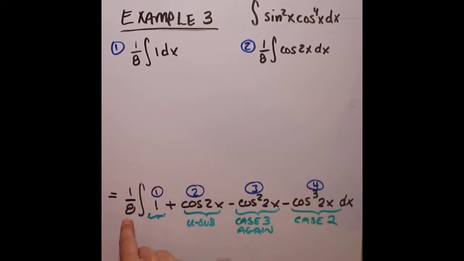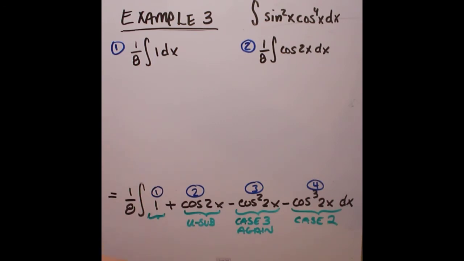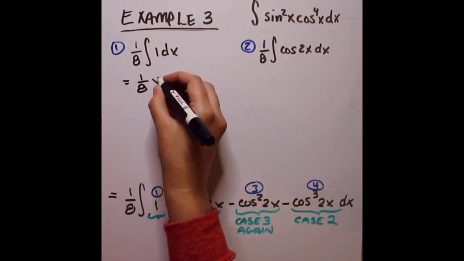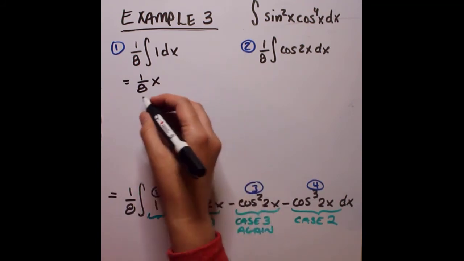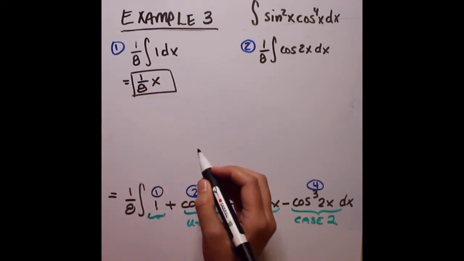I'm going to go ahead and distribute that 1/8 factor to all these so I don't have to think about it later. So very first integral in our 4-part process here. This one's the nicest one. This is just 1/8 x. All right, that one's done. So I'm going to box that in, and we're going to add that into our answers later.